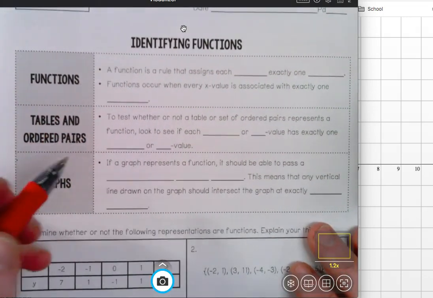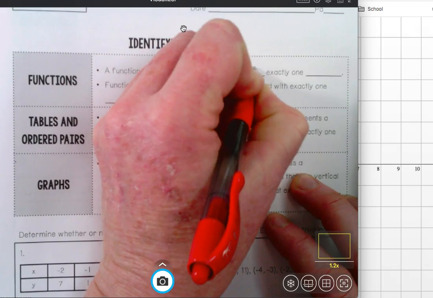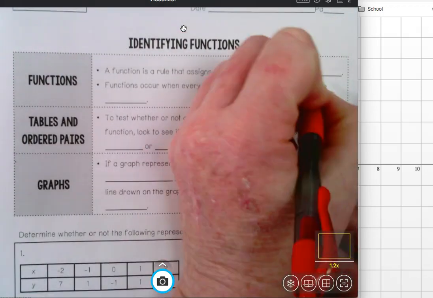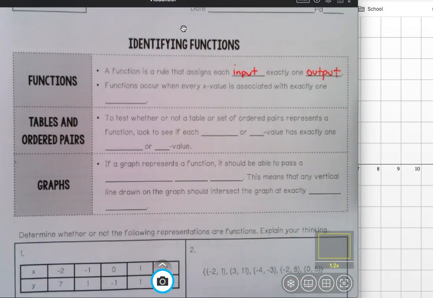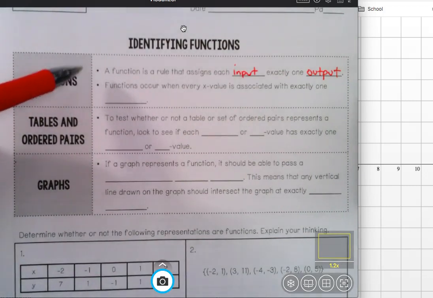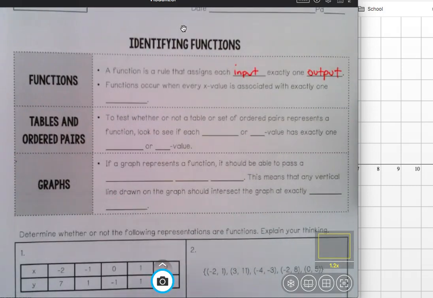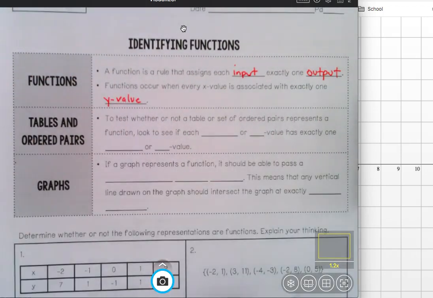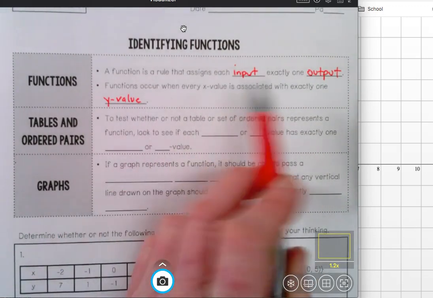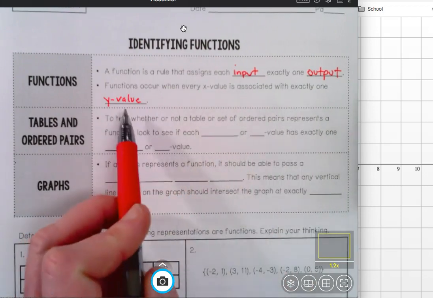A function is a rule that assigns each input exactly one output. That, in a nutshell, is the entire definition. Okay, so keep that in mind whenever you're being asked if something is a function or not. Functions occur when every x value is associated with exactly one y value. X is typically your input, y is typically your output. So this is just a generalization. Each x value is associated with exactly one y value.